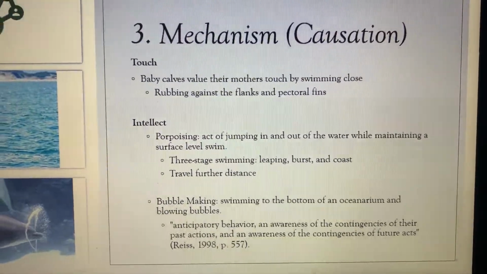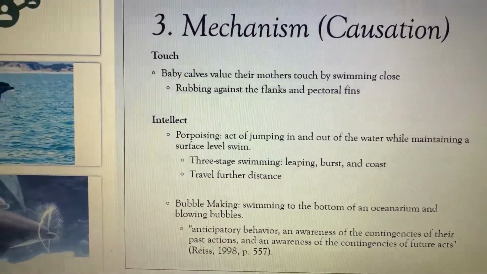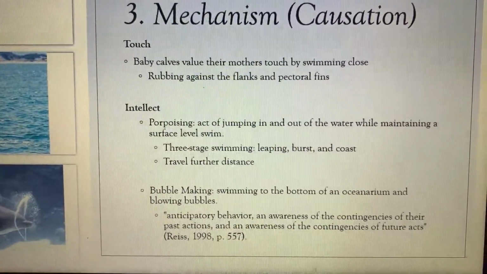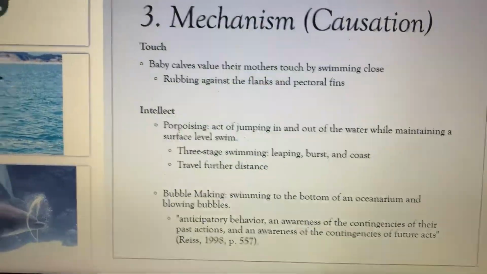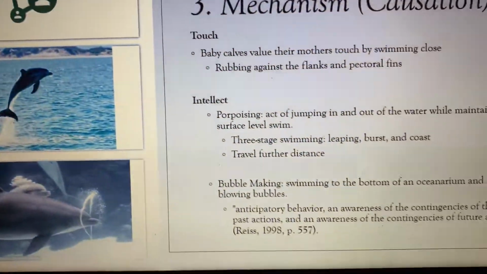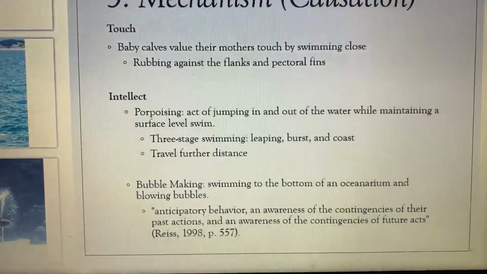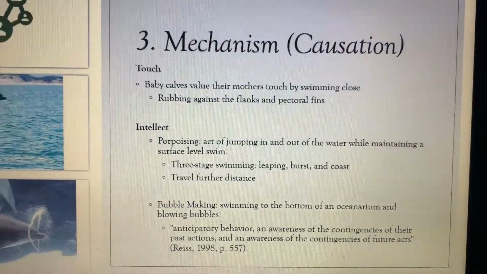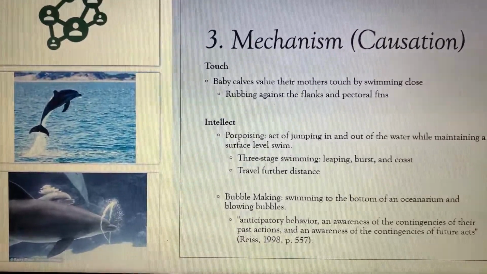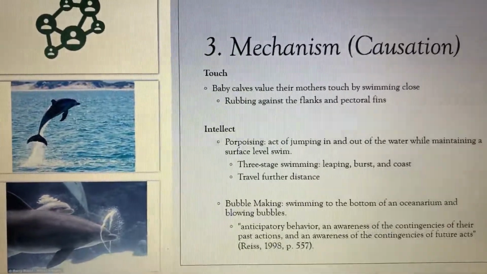And dolphins have intellect. So something called porpoising, it's the act of jumping in and out of water while maintaining surface level swim. So here I have a picture of a dolphin jumping out of the water. They call this the 3-stage swimming. It's leaping, burst, and coast. Now, dolphins are very playful, but this does have a function. This allows them to travel much faster on their journeys.